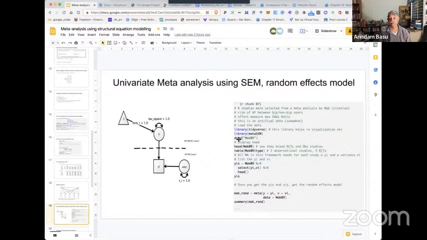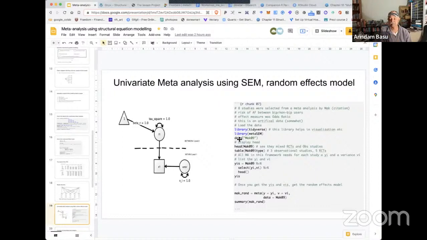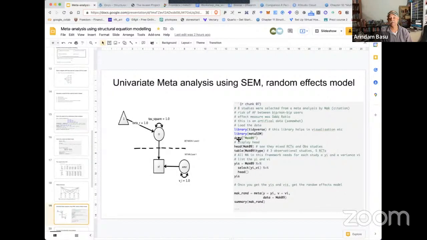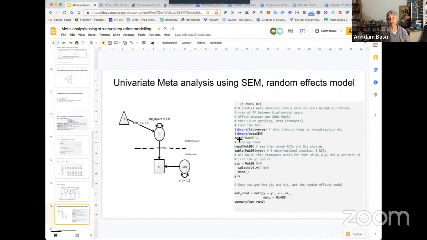We'll just take the data set, and I think it's about the risk of atrial fibrillation, which is a heart disease, amongst people who take two kinds of medicines, bisphosphonate or non-bisphosphonate. So they're kind of a drug. People are taking the drug, people not taking the drug, and they were conducting a meta-analysis on that.